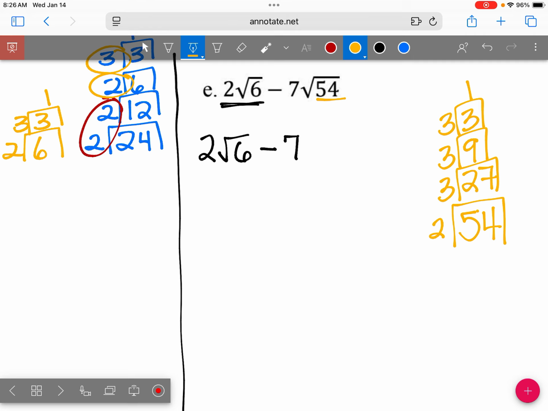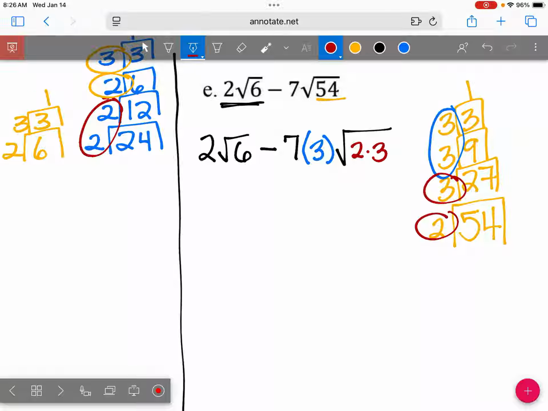All right, what do I have a pair of? What can I take out? A 3, good job. So I'm gonna take out this 3. This 3 is gonna come out with the 7, right behind the 7. And then when I make my radical, again, I have 2 numbers that didn't have a twin. So I have a 2 times 3 underneath.